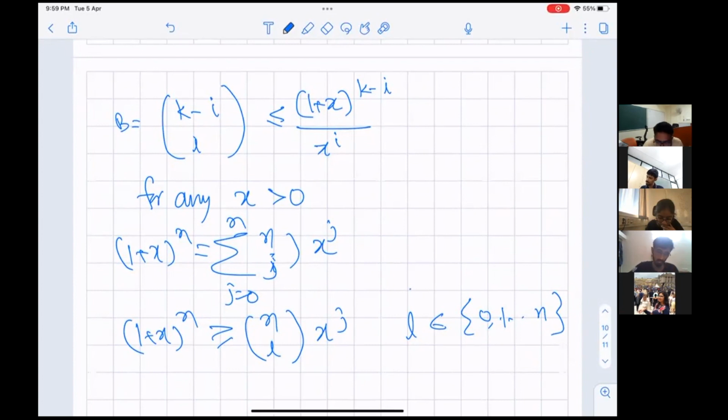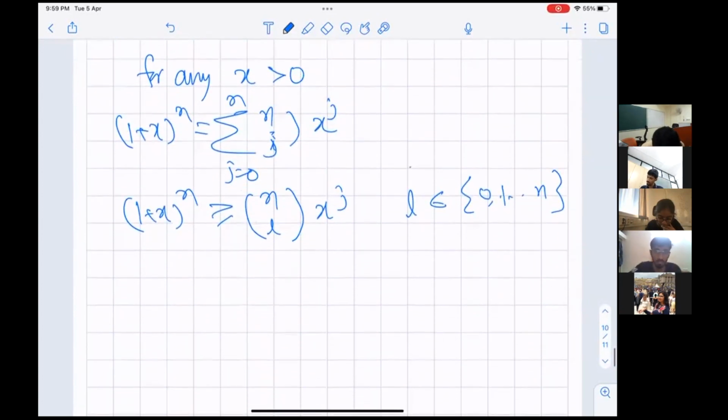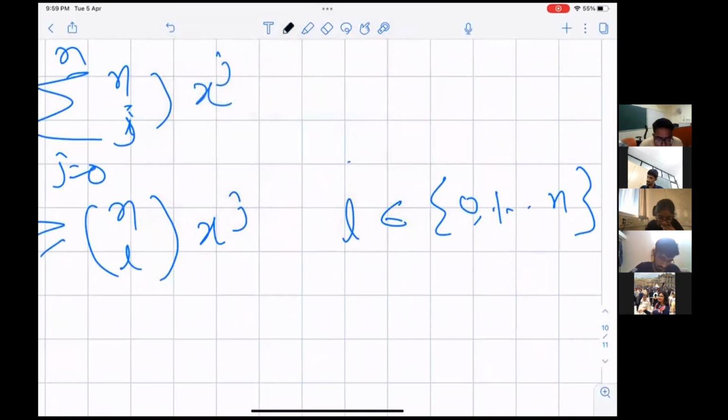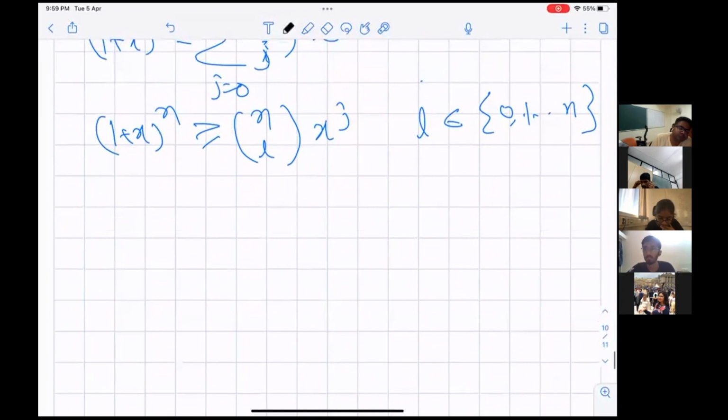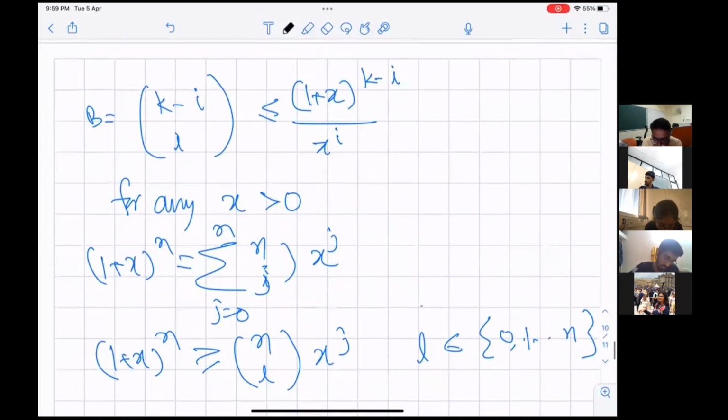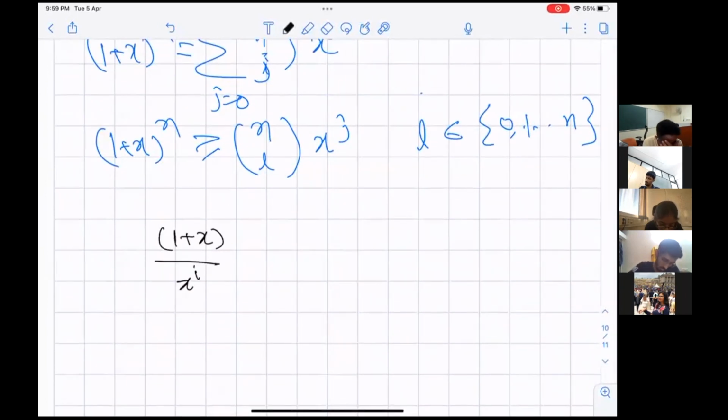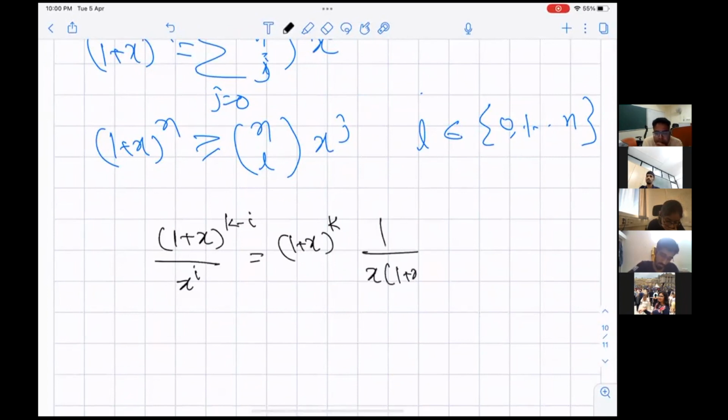Okay, anyway, so we have this. Now we have very nice terms. Now we wanted to upper bound (1 plus x) to the power k minus I by x to the power I. So this is equal to (1 plus x) to the power k divided by something. Am I right? This is exactly equal to. I have just done nothing.